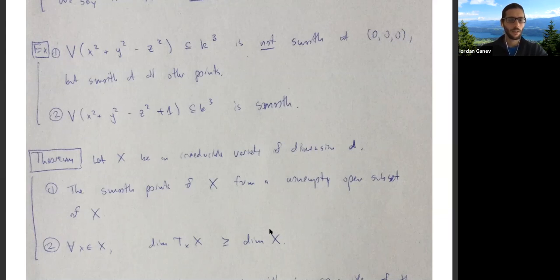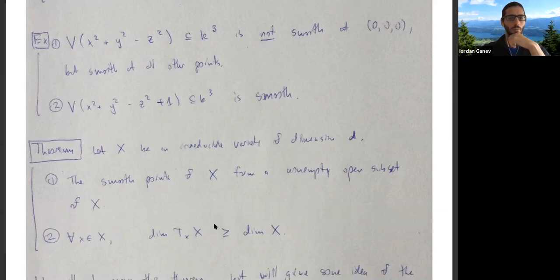And the other fact is that the dimension of this tangent space at any point in X is at least bigger than the dimension of X itself as an irreducible variety. So I won't say anything about the proofs of these things. You can look at the proof in Springer if you're familiar with scheme theory.